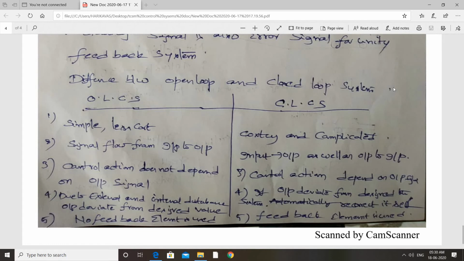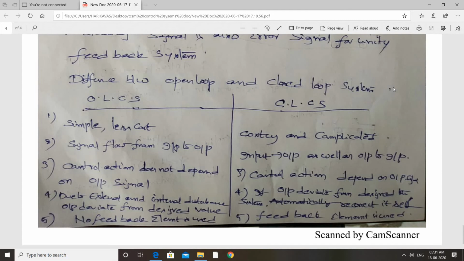Whenever the control action depends upon the output signal, only then is it called a closed loop control system. But in the automatic washing machine that does not happen. The control action depends completely upon the time setting only. That's why the automatic washing machine is an example of an open loop control system. It is not a closed loop control system.